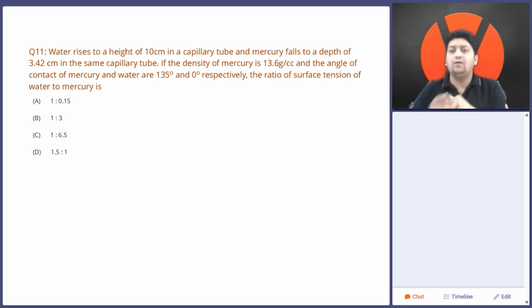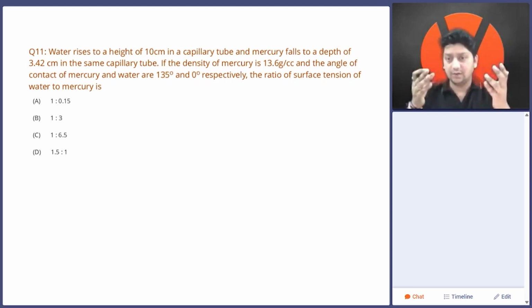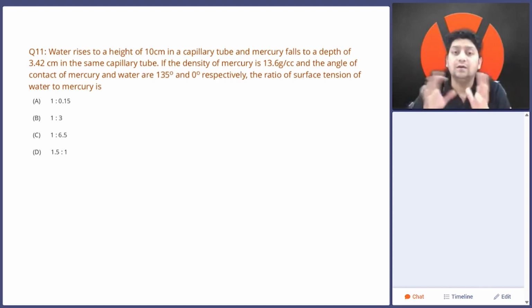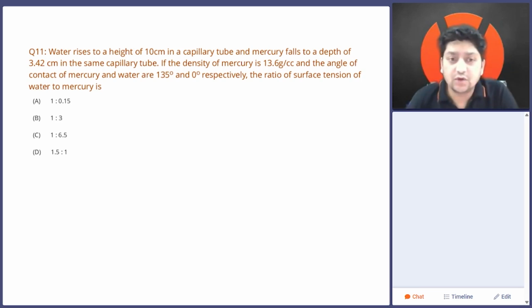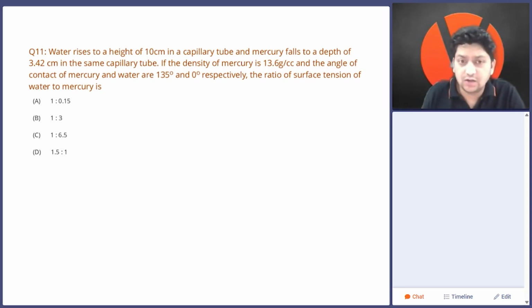As you know, the angle of contact is obtuse for mercury, so that's why the mercury level dips in the capillary tube, and as the angle of contact of capillary tube and water is 0 degree, the water will rise, right? So the ratio of surface tension of water to mercury you need to figure out. So let's use the general expression for height of liquid in the case of capillary.